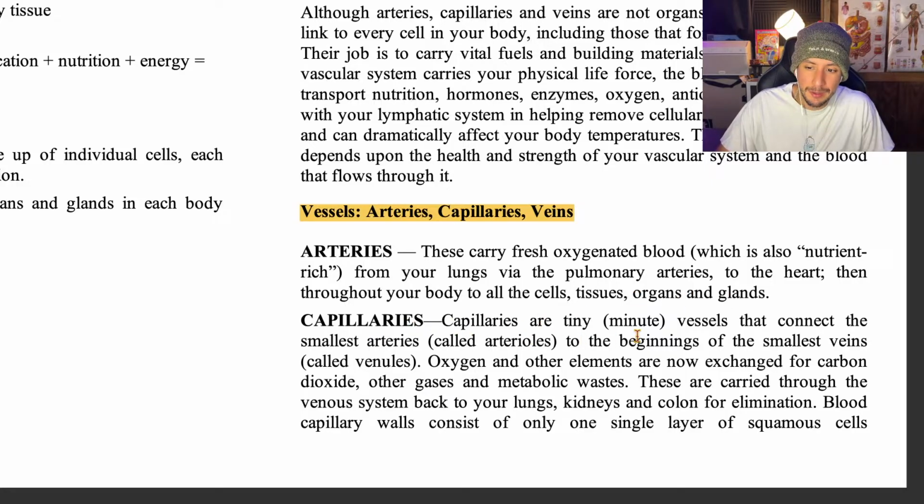Capillaries are tiny, minute vessels that connect the smallest arteries, called arterioles, to the beginnings of the smallest veins, called venules. Oxygen and other elements are exchanged for carbon dioxide, other gases, and metabolic wastes. These are carried through the venous system back to your lungs, kidneys, and colon for elimination. Blood capillary walls consist of only one single layer of squamous cells.